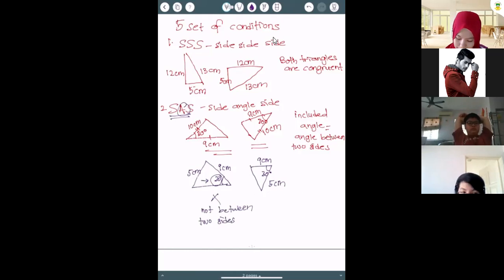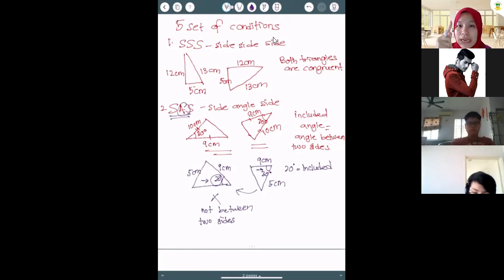So is this 30° the included angle? Yes, 30° is the included angle. But are they equal? No, they are not congruent. Okay, so if you have triangles where their SAS, two sides and one included angle, are equal, then we say that the two triangles are congruent.